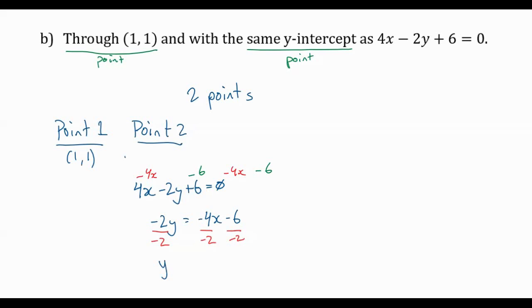So this becomes y equals. Now I'm going to be in y equals mx plus b form because I've got just y. Negative 4 divided by negative 2 is 2. Negative 6 divided by negative 2 is positive 3.